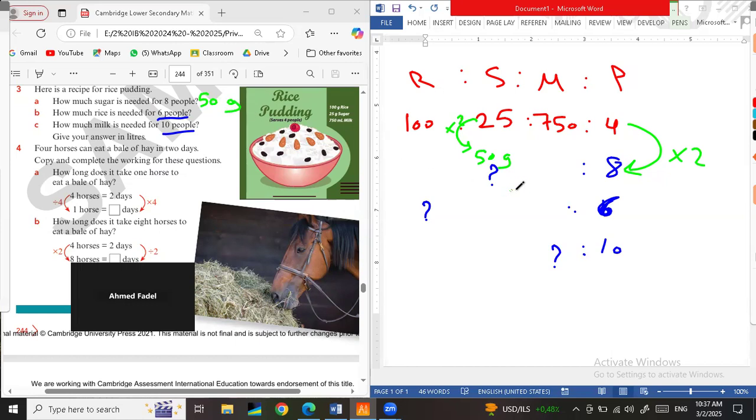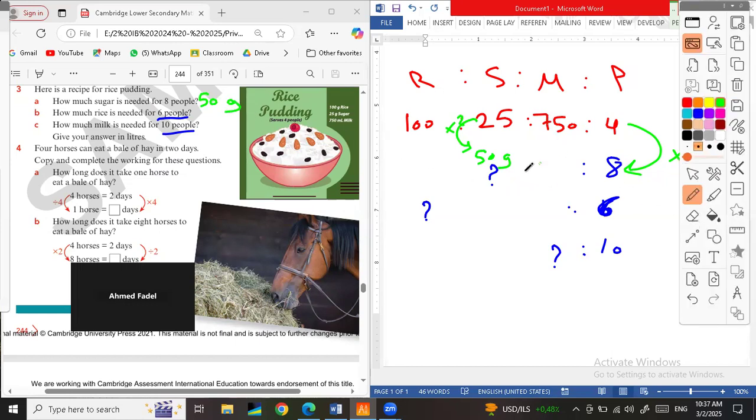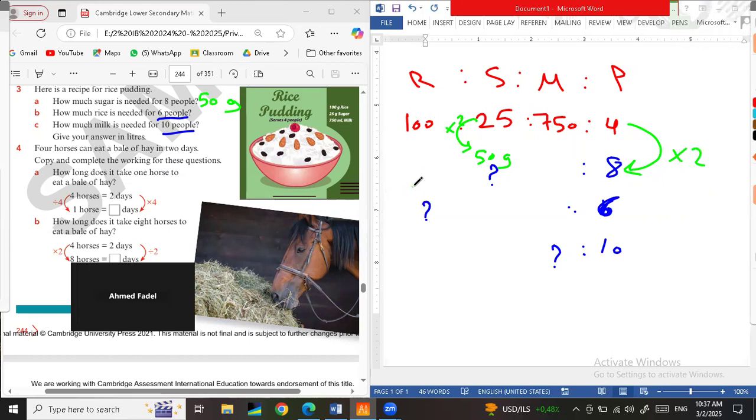50 grams. Good. What if I wanted the amount of rice for 6 people? Okay, no problem. What happened to the 4 to become 6? You can do 6 divided by 4, which gives you exactly 1.5. You multiply it by 100 because I wanted the rice here. Multiplying by 100 gives you 150 grams of rice. So for the rice, we're going to use 150 grams.